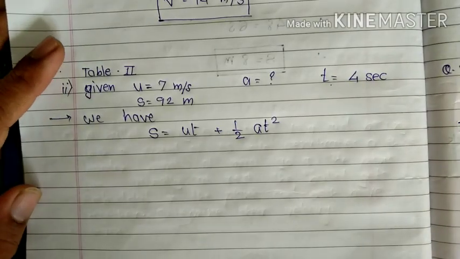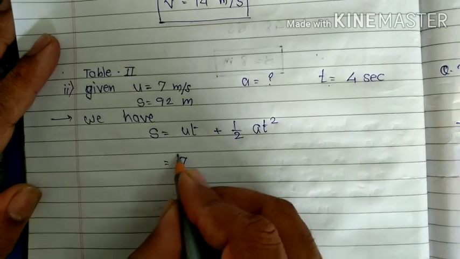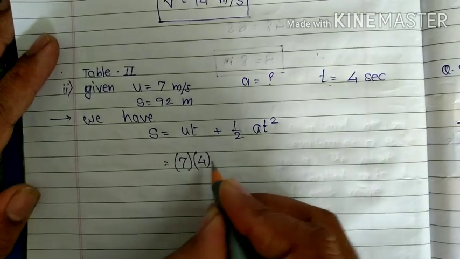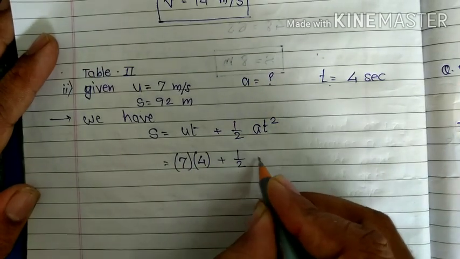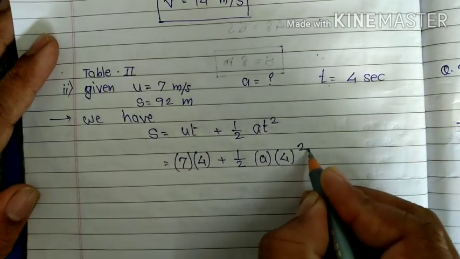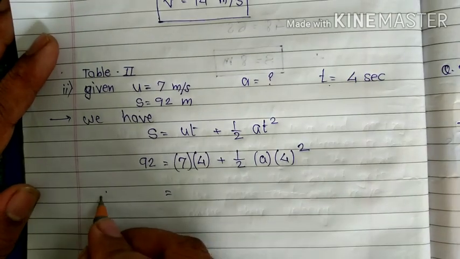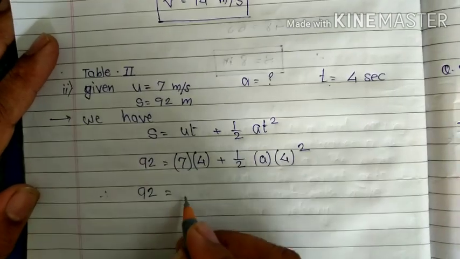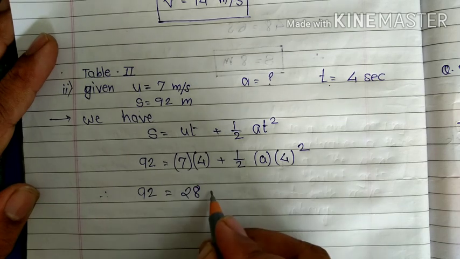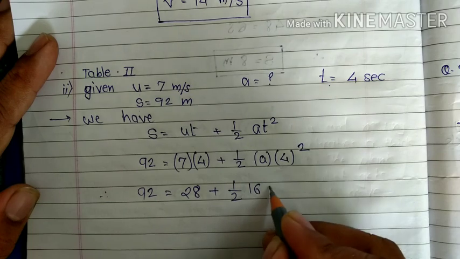Okay, let us substitute the values. s is equal to 7t, that means 4, plus half a, we have to find, t that means 4 square. s is equal to 92. Therefore 92, this term becomes 28, 7 4s are 28, plus half 4 square is equal to 16a.